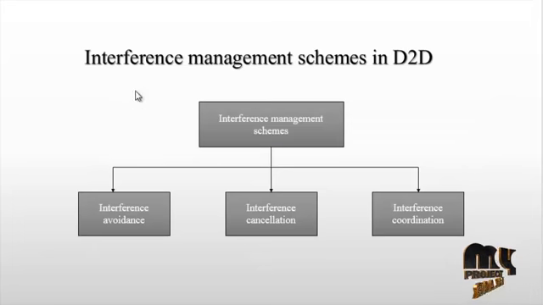And then the interference management schemes in D2D: first, interference avoidance, to avoid the interference. Then interference cancellation, where in case interference appears, it should be cancelled. And interference coordination, which means coordinating with the interference, together with the avoidance and cancellation processes. So these are the interference management schemes in D2D communication.